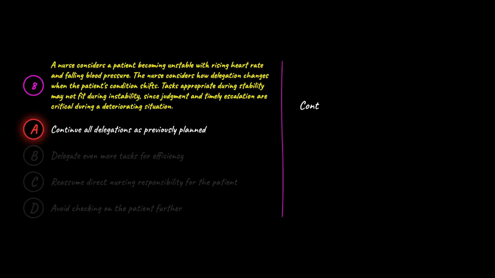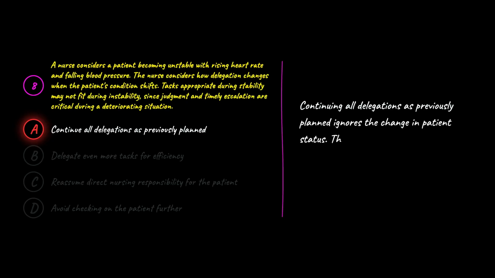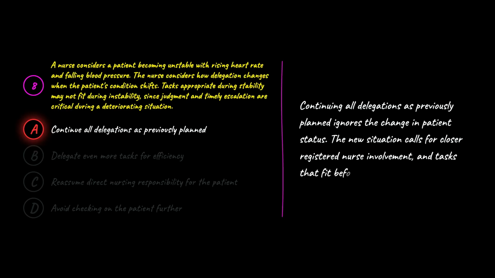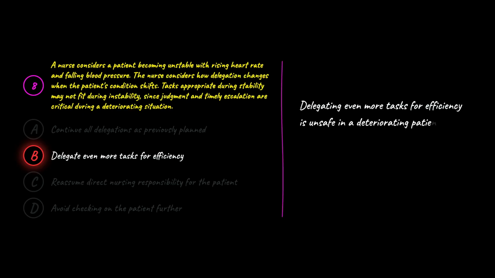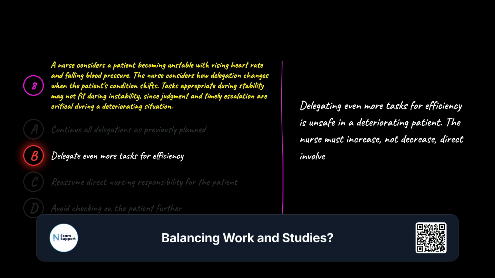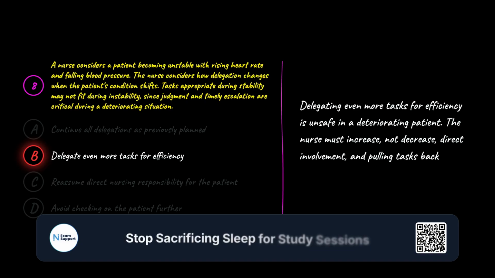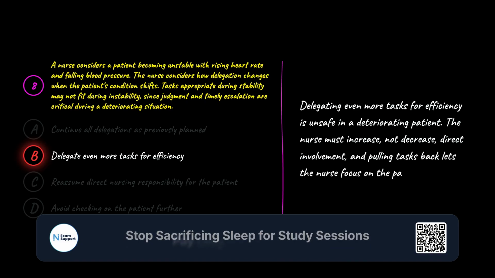A is wrong because continuing all delegations as previously planned ignores the change in patient status. The new situation calls for closer registered nurse involvement, and tasks that fit before may not fit during the unstable period. B is wrong because delegating even more tasks for efficiency is unsafe in a deteriorating patient. The nurse must increase, not decrease, direct involvement, and pulling tasks back lets the nurse focus on the patient's care.